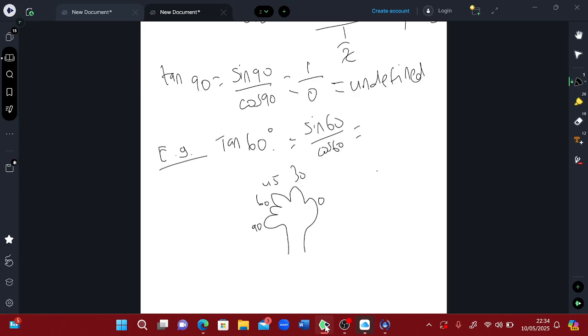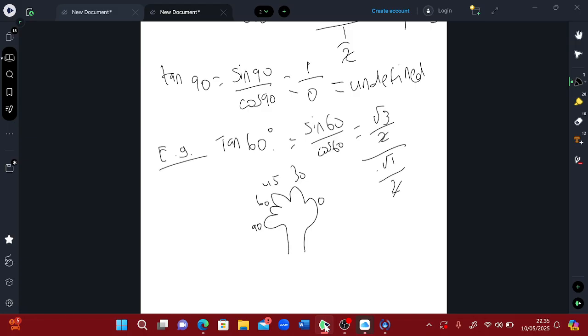Now sine 60, remember, start at 0 this way. So to get to 60, move 1, 2, 3 fingers, and that's over 2. Always over 2 is sine and cos, remember. And cos 60, again, we start the other way, so at 90. And then you move 1 finger there, so root 1 over 2.